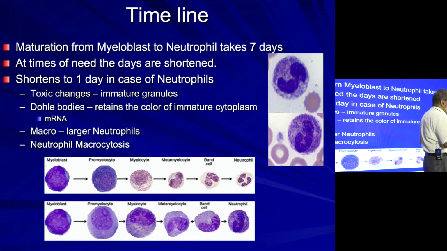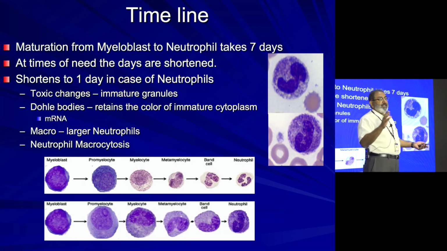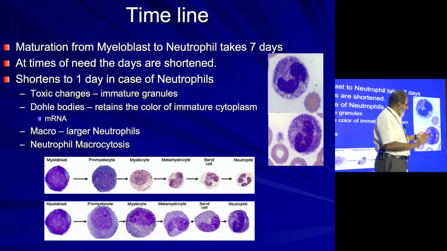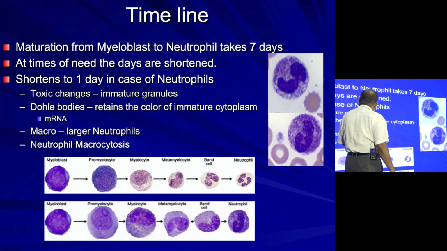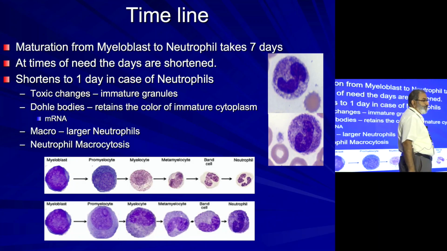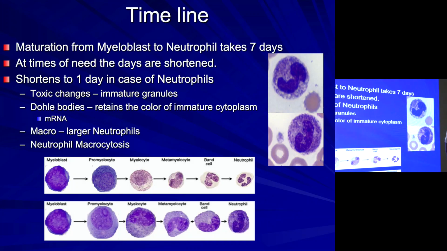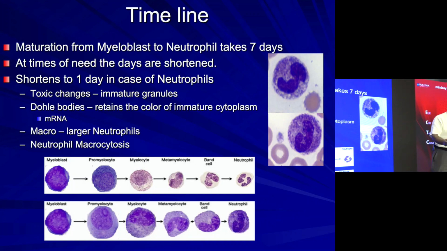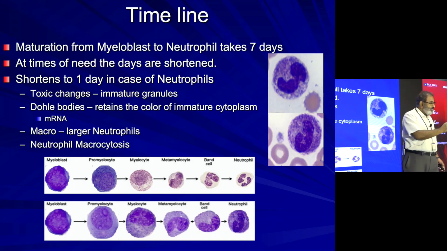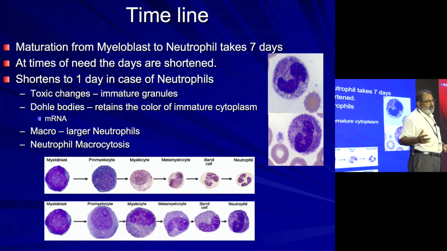Toxic changes doesn't mean increase in granules. It's basically the same granules, but they have not lost their staining property. So it's basically a Romanowsky mechanism. And also the size of the cell does not become half. So large neutrophils, toxic changes, Dohle bodies indicate that these neutrophils were produced in less than 1 day, which can only happen in SIRS, which predominantly is created by bacteria.